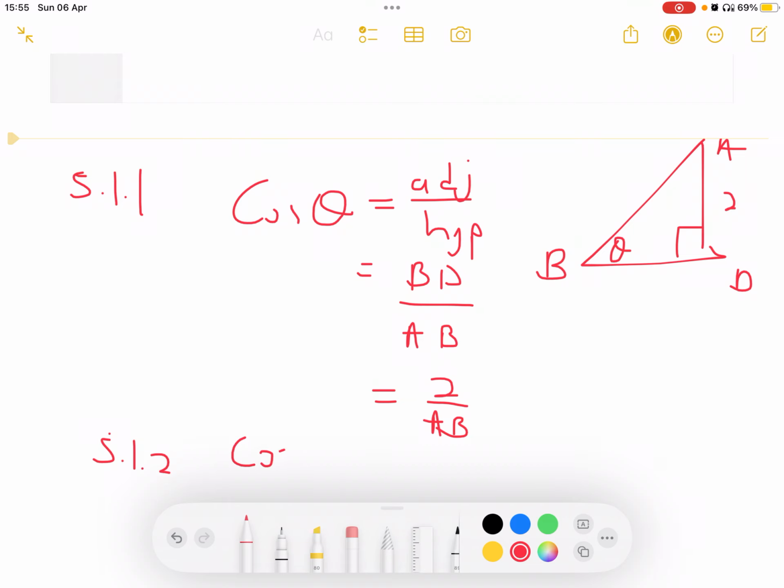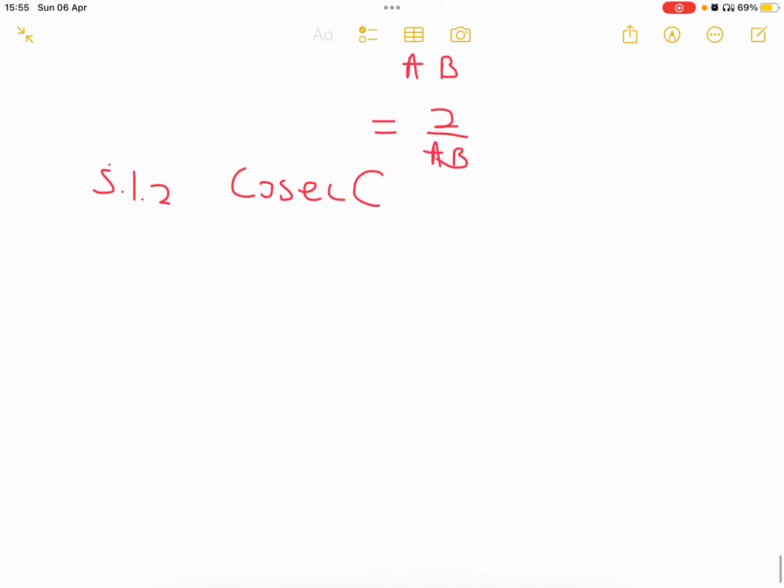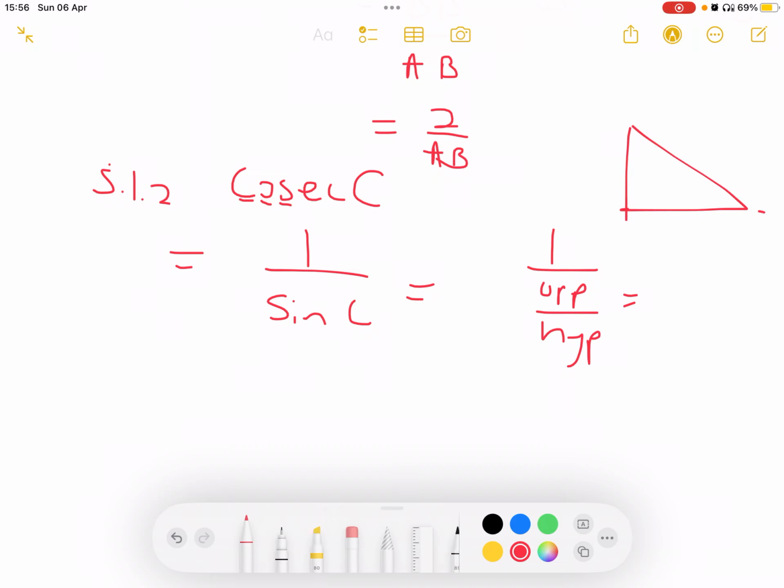5.1.2, we're looking for cosec of C. Now we go back to our diagram. C is the angle, so we must focus on ADC in order to make our conclusions correctly. Now this is the same as 1 over sin of C. Now this is 1 over the opposite over the hypotenuse. Now what is opposite in this, where the angle here is C and this is A?